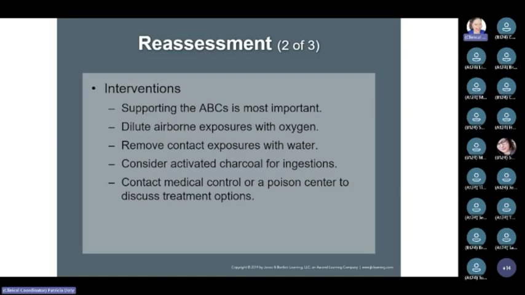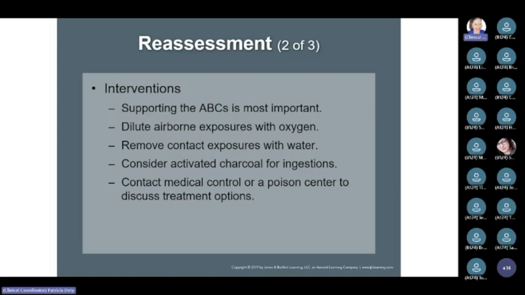Okay, dilute airborne exposures with oxygen. Okay, remove contact exposures with water, and consider activated charcoal for our ingested poisons. And remember, these guys could vomit at any time, so we got to continuously worry about that airway, right?